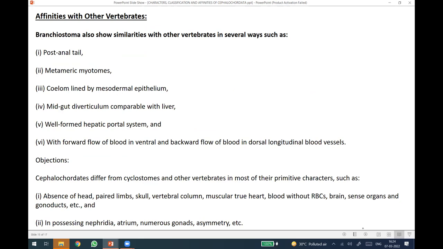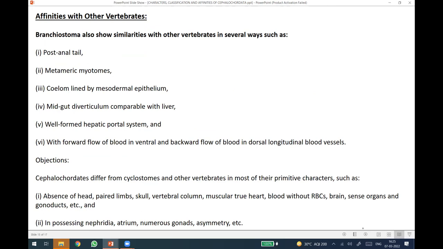And then again, there are certain very peculiar characteristics which are very closely associated to other vertebrates: post-anal tail, metameric myotomes, coelom lined by mesodermal epithelium, midgut diverticulum comparable with liver, well-formed hepatic portal system with forward flow of blood in ventral and backward flow of blood in dorsal longitudinal vessels.